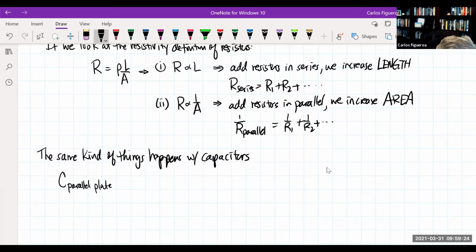And what you find here is that this capacitance is equal to, check it out, assuming that we have no insulator, just air, instead of the resistivity, we got the permittivity constant. And then here's the geometry part. It's area divided by the separation between the plates. So check this out.